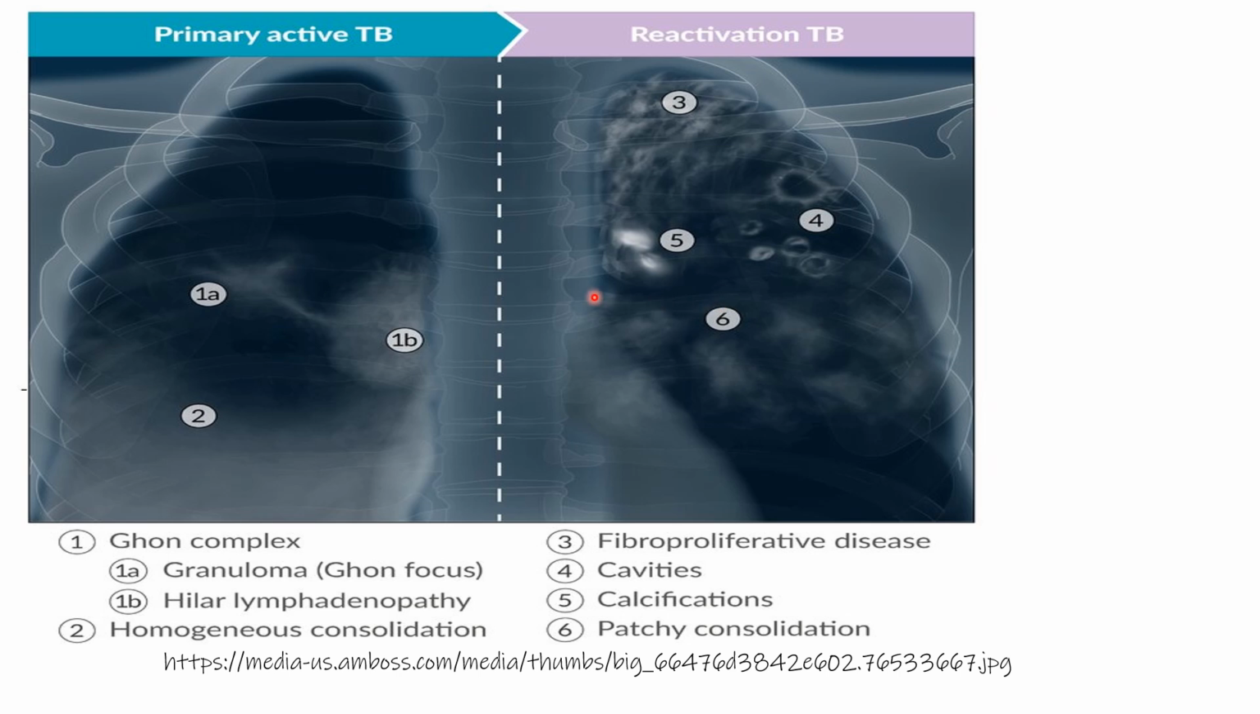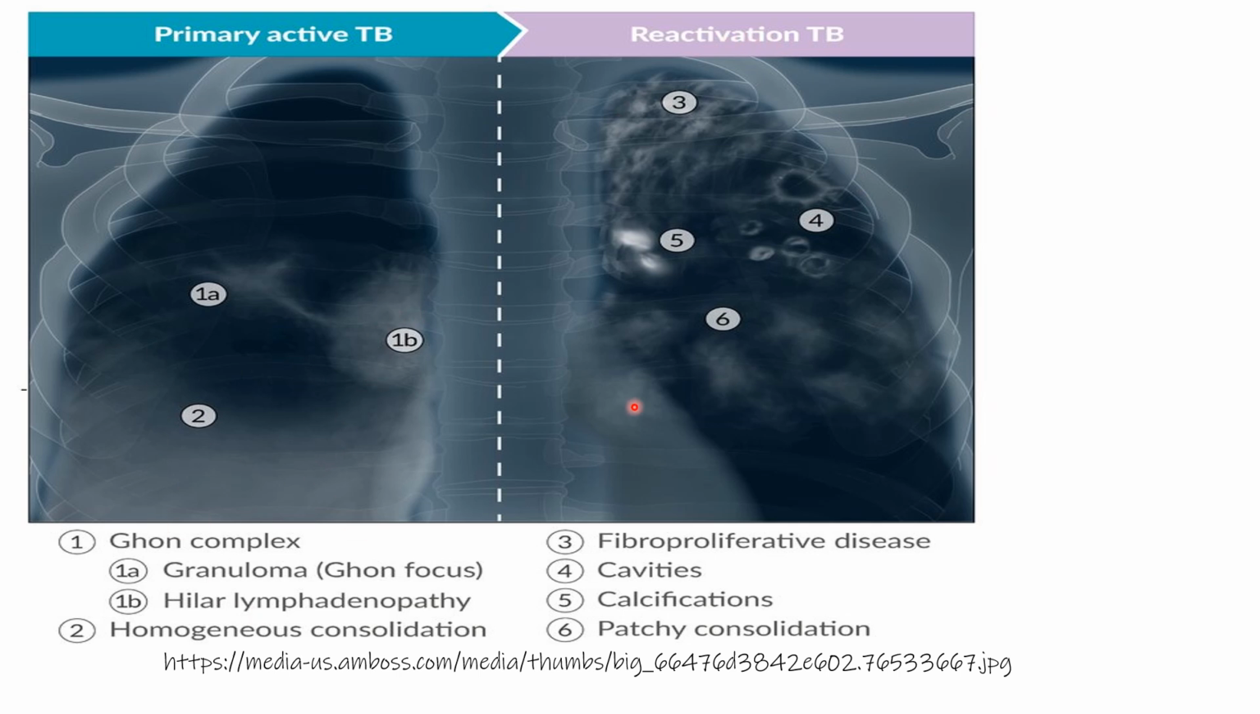So this is a very good diagram showing the features that you will see. Number one, you can see granuloma, that is Ghon focus, and then here you have lymphadenopathy I've shown you before, and then this is just homogeneous consolidation.